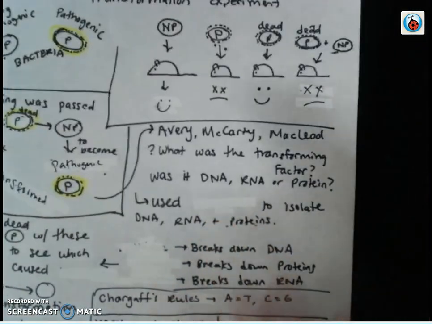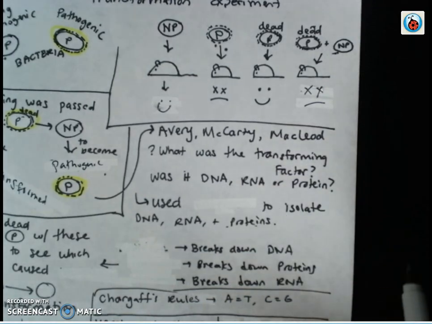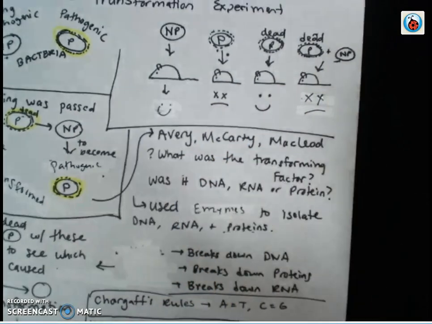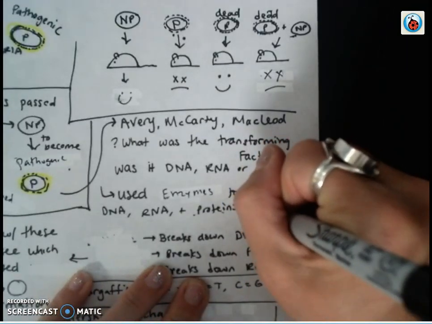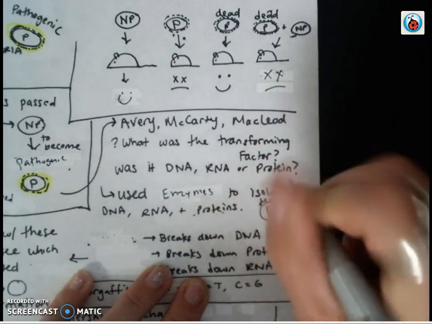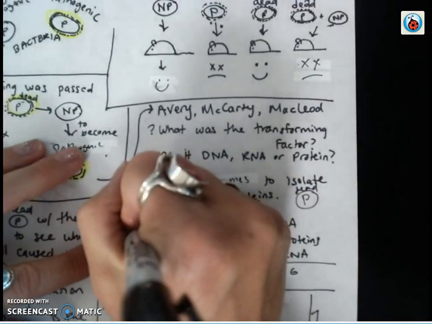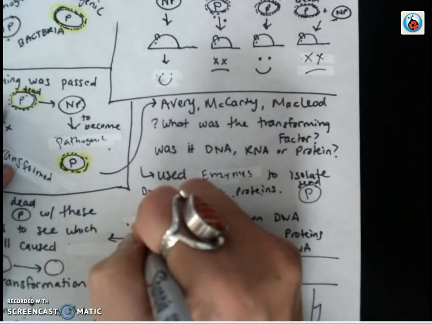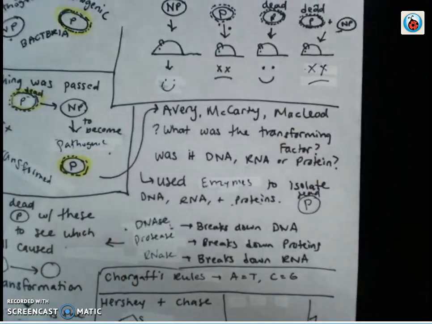And that brings us to McCarty and MacLeod, who 16 years later were trying to figure out, well, what was the transforming factor? Was it DNA, RNA, or a protein? So McCarty and MacLeod used enzymes to isolate the DNA, RNA, and proteins that you would find. They were working with this dead pathogenic bacteria. They were treating this bacterium with enzymes like DNase. DNase breaks down DNA, protease breaks down proteins, and RNase breaks down RNA.